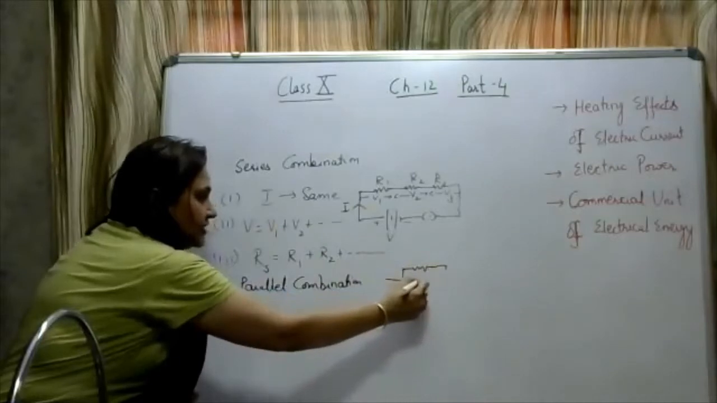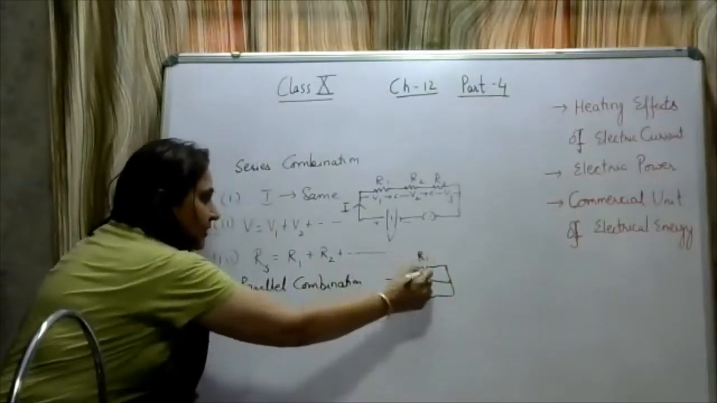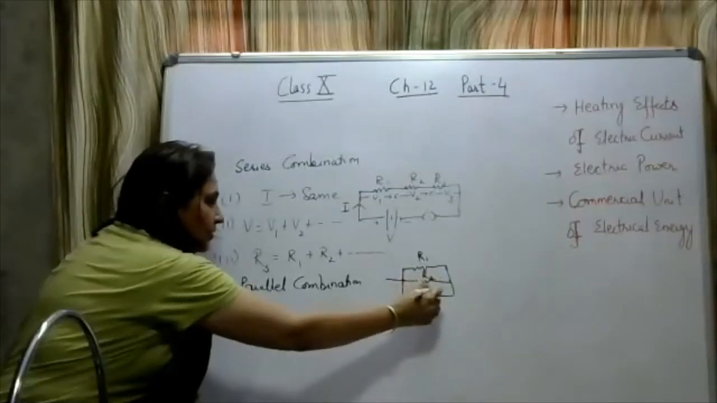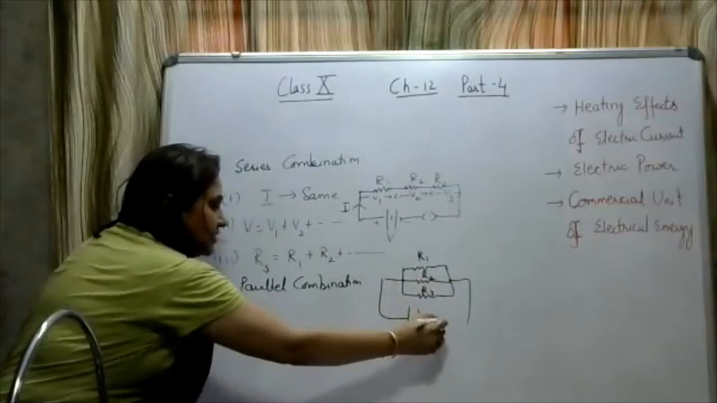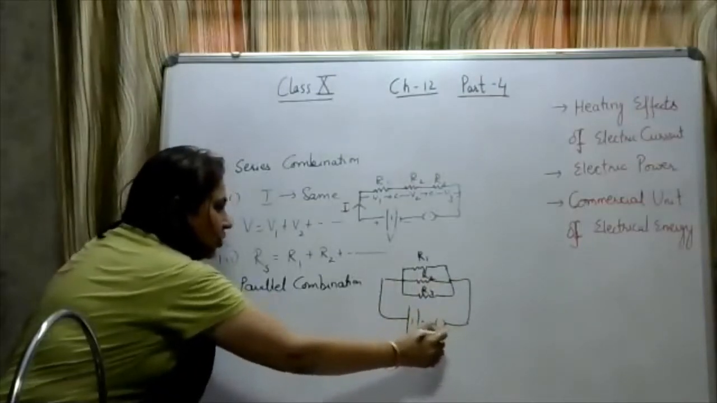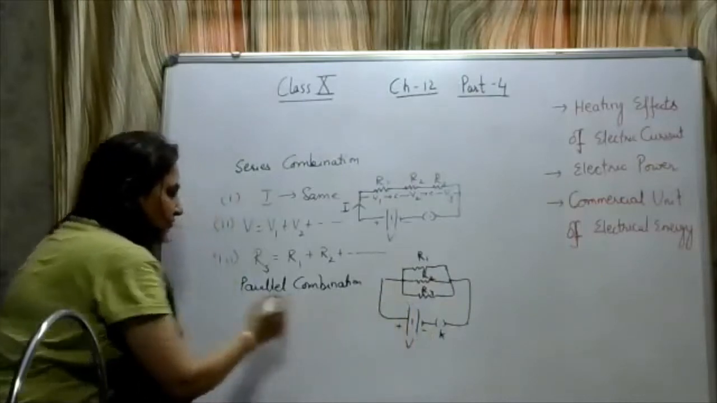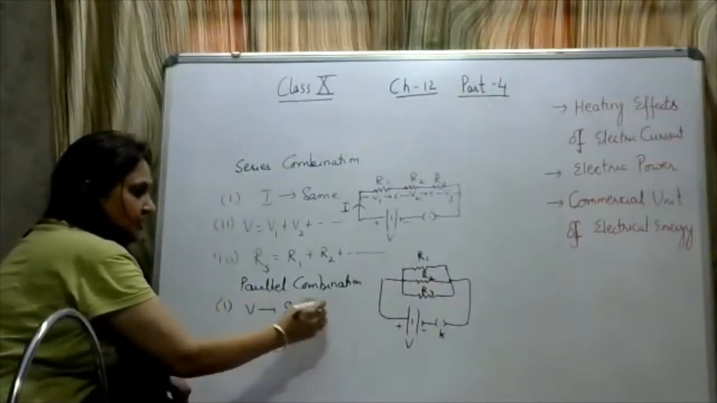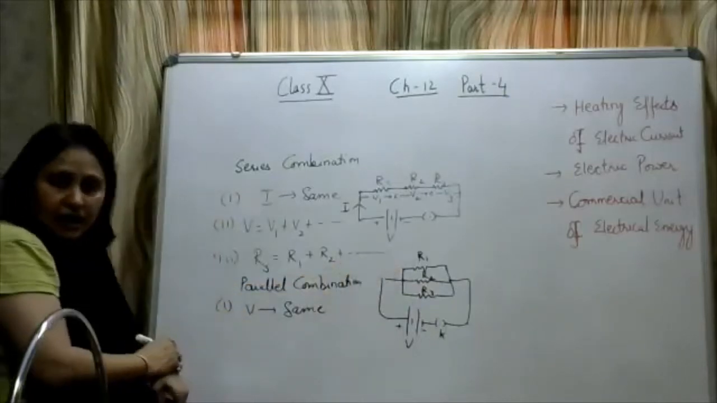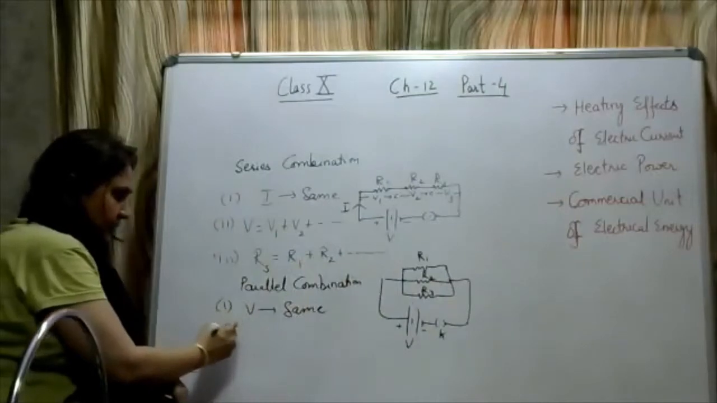the potential difference given to each resistor will be the same, which is equal to the total potential difference developed across the whole combination. So here the potential difference developed across each resistor is the same, that is R1, R2, R3, each one is getting the same potential difference.